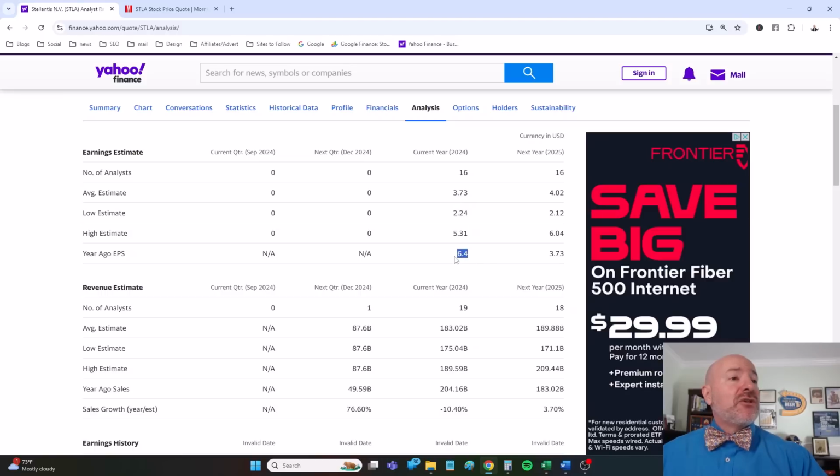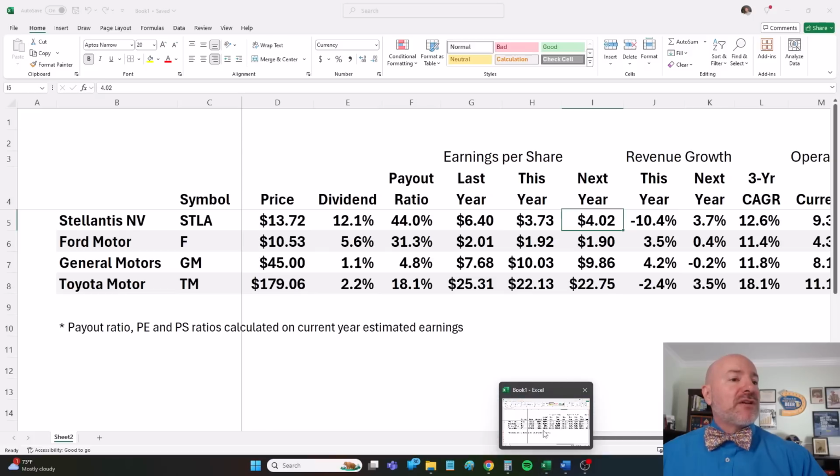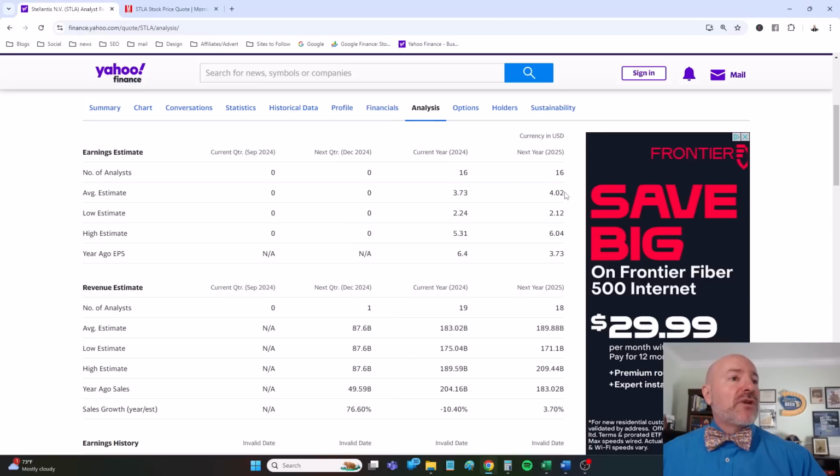So again, you see that huge drop in the earnings per share this year. And I've noted that here, the last year and this year. And then next year, they're expected to rebound somewhat. I'm going to close this out so it makes it easier. Next year, they are expected to rebound to $4.02.